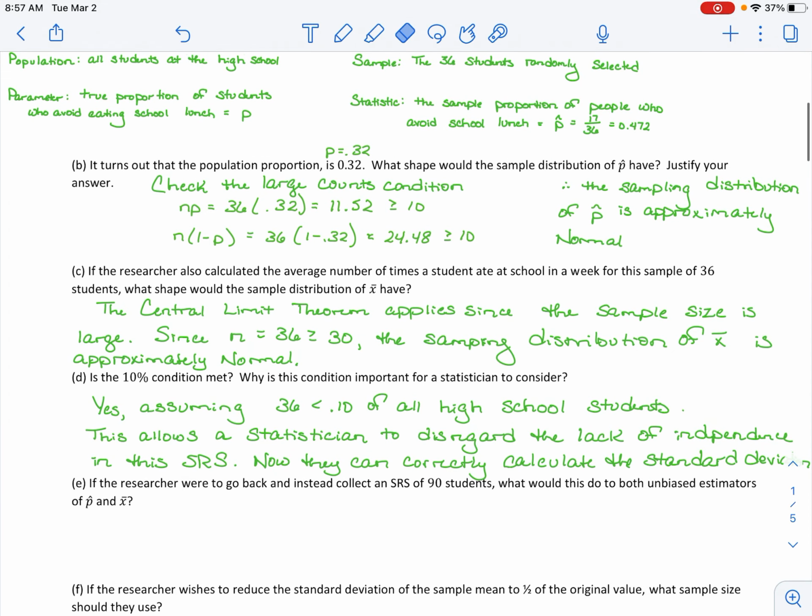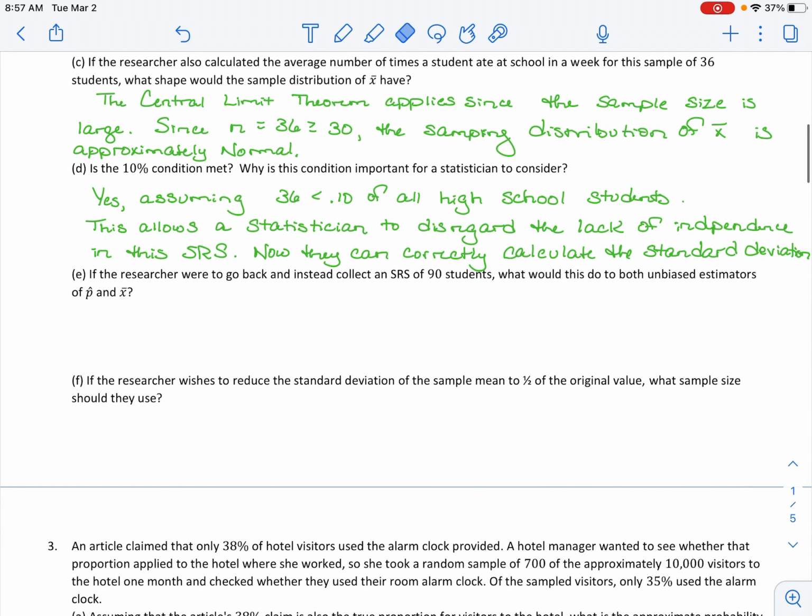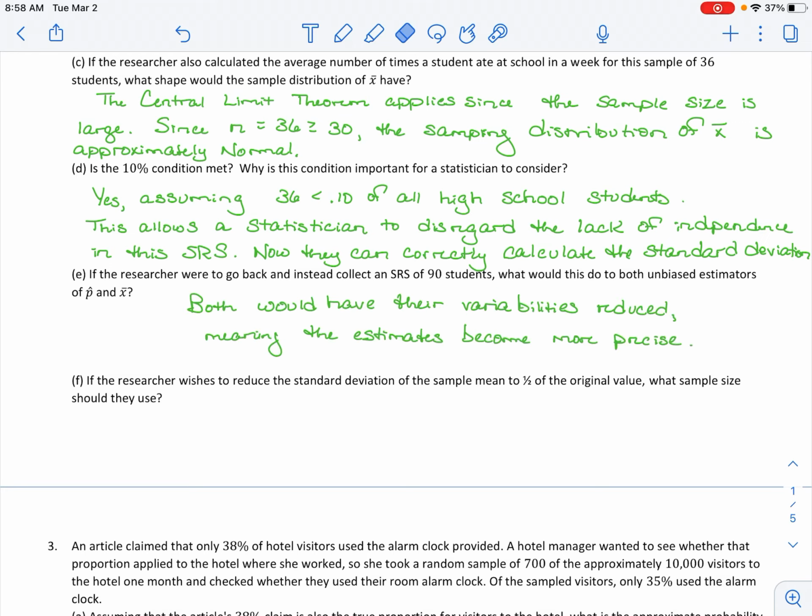Then it says, if the researchers went back and collected a bigger sample, so now 90 students, what would this do to both unbiased estimators, the distribution of p hats and the distribution of x bars? Remember, this is that inverse relationship. When you use a bigger sample size, it decreases your variability. So both would have their variabilities reduced so that estimates become more precise. They're not nearly as spread out and variable. They would just get shrunken in and be a lot more consistent.